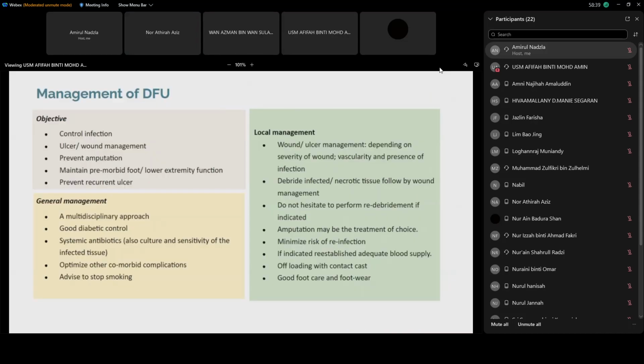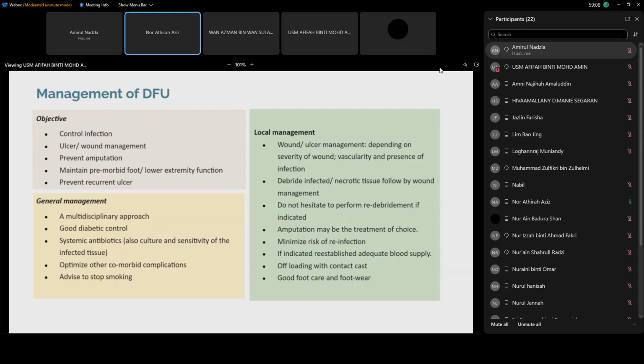Okay, for the management of diabetic foot ulcer, the aim is to control the infection for the wound management and to prevent amputation, to maintain premorbid foot or lower extremity function, and to prevent recurrent ulcer. And for the general management, it's a multidisciplinary approach, involving the dietitian, the pharmacists, the doctors, and also the wound care team.